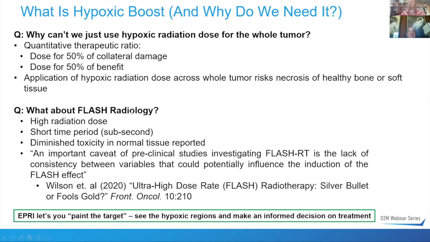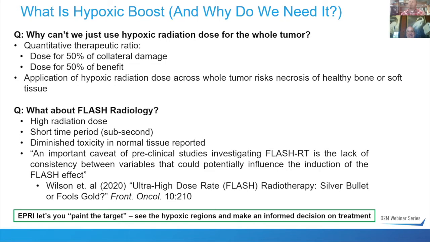And then Gareth and I were chatting about this, and there's another technique called flash radiology, where instead of delivering a beam of radiation over seconds, you deliver an incredibly high radiation dose in a short period of time, a sub-second pulse of radiation. The jury is out on if this works better. This quote is from a recent review that there needs to be better control on preclinical studies using the flash technique in order to say that you can get away with doing that shorter time periods and higher radiation dose.